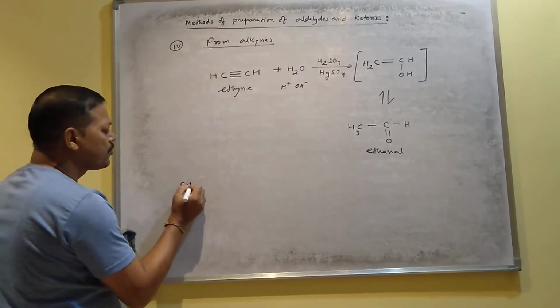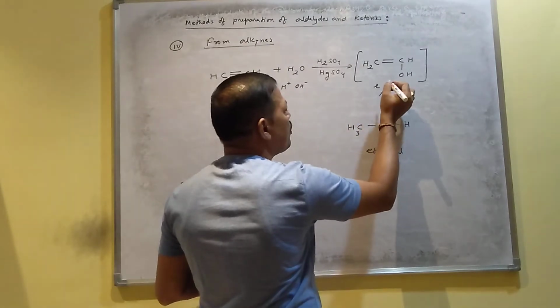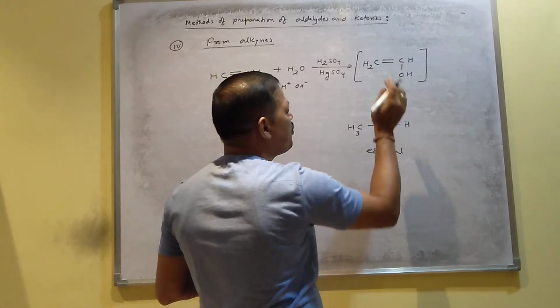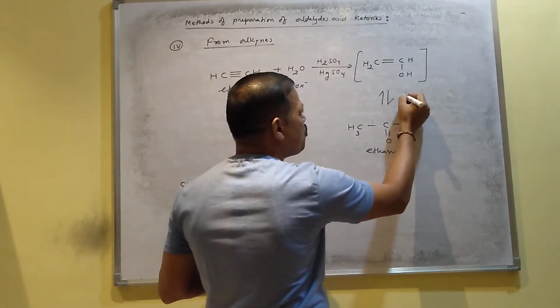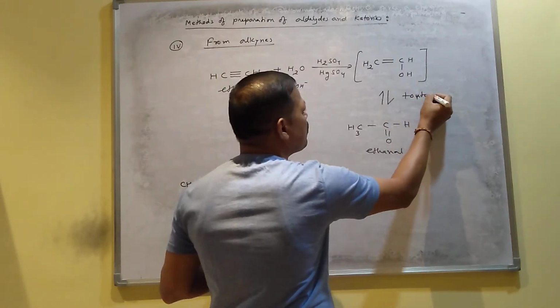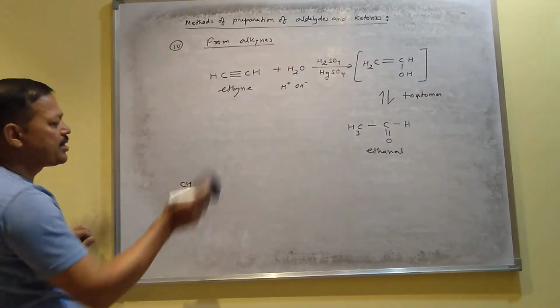Similarly, this compound contains ene and ol functional groups, and this is converted to a keto group or aldehyde group. This is one of the isomers which is called a tautomer. This is also called tautomerism. So tautomerism takes place in this type of compound.